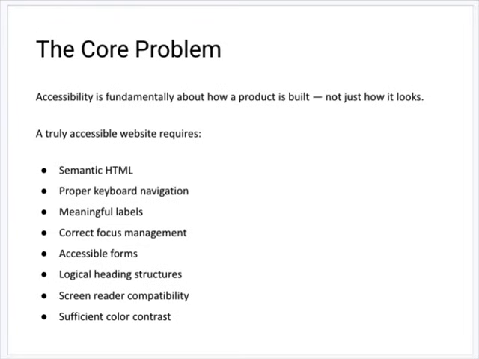The core problem is that accessibility is fundamentally about how a product is built, not just how it looks. A truly accessible website requires semantic HTML structure, proper keyboard navigation, meaningful labels, correct focus management, accessible forms if they are there on the page, logical heading structures, screen reader compatibility, and sufficient color contrast.